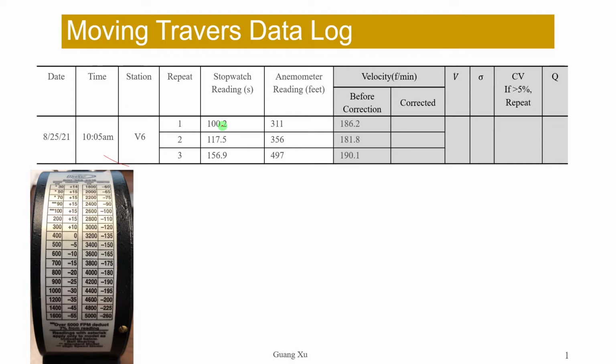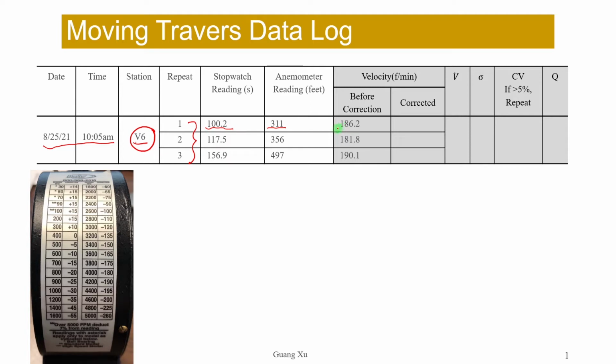Here is a table that is commonly used for recording the data for 3 repetitive moving traverse measurements. In this table, you have the date and time that you have performed the measurement. And also, this is the ventilation survey station name, which indicates the location where you have performed the measurement. The number corresponds to a specific location on the mine map. Normally, we perform 3 measurements. So for each measurement, we have the stopwatch reading, we have the anemometer reading. In this case, we assume that we are using this mechanical rotating vane anemometer.